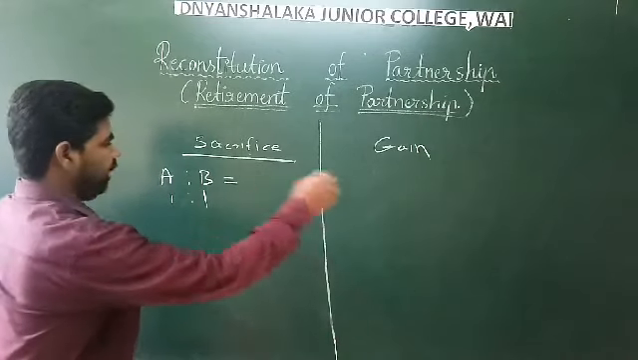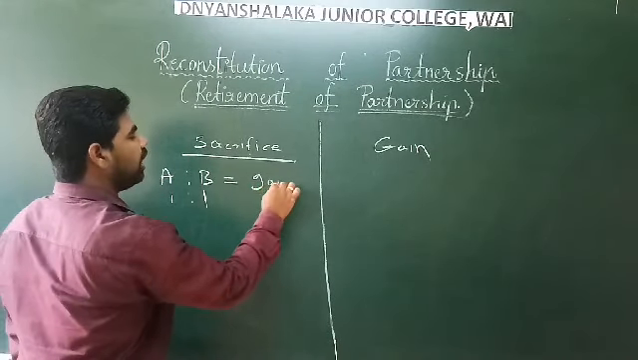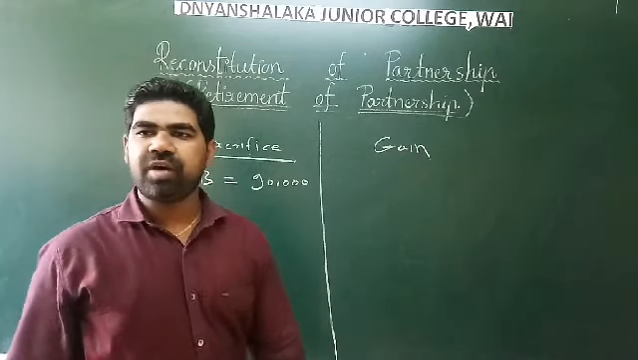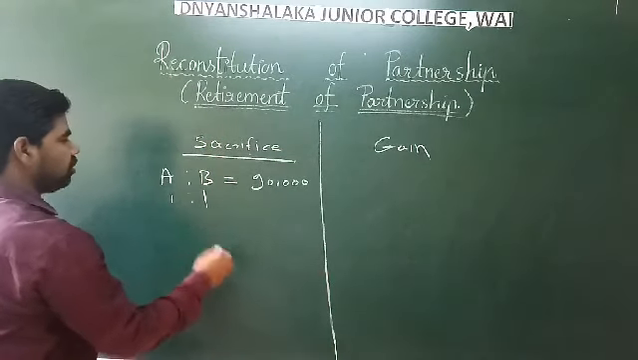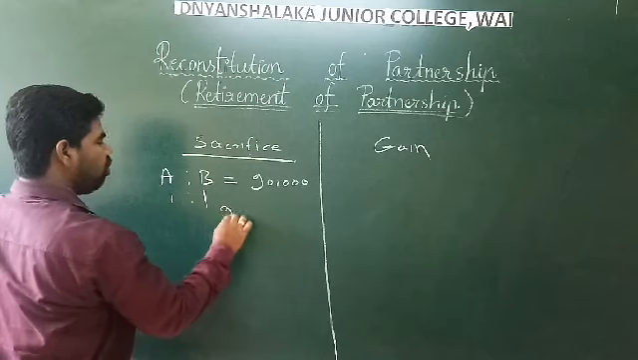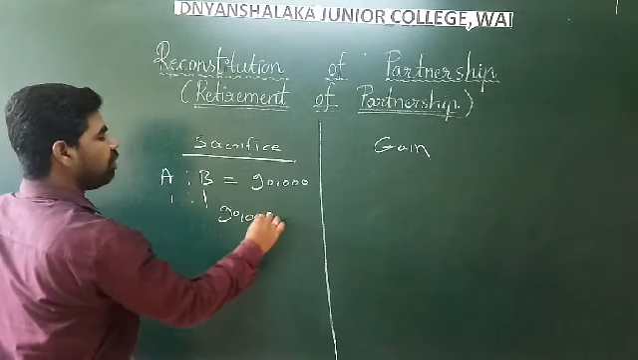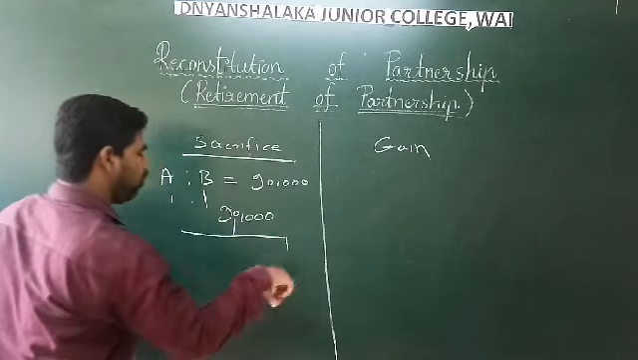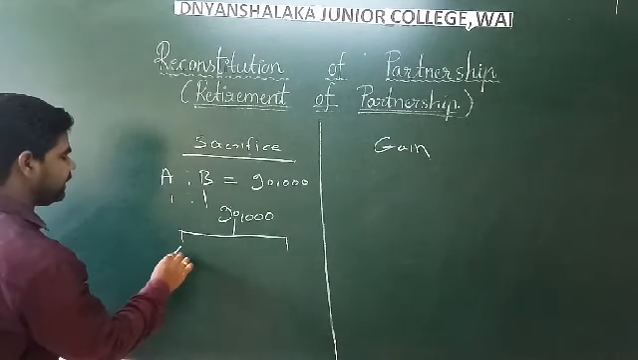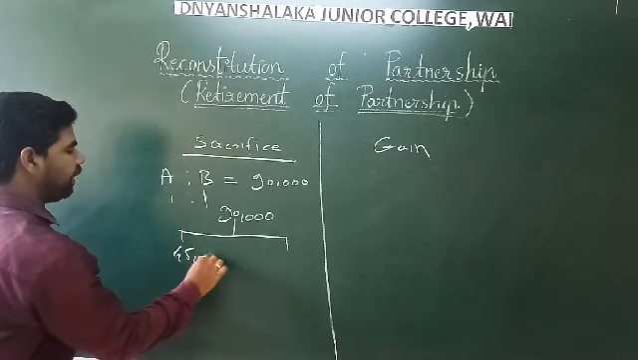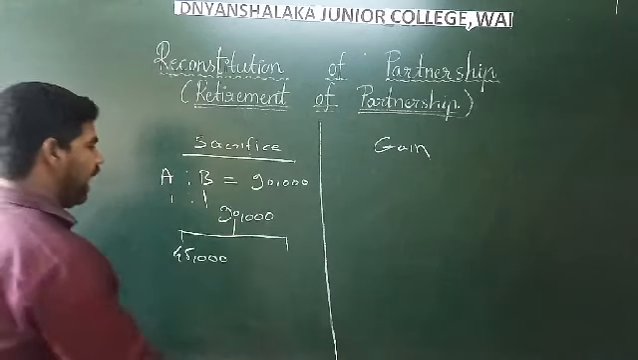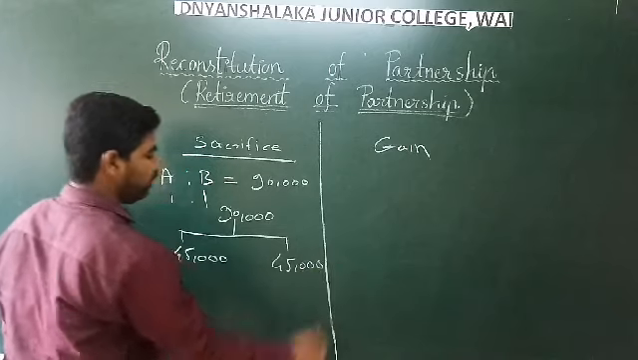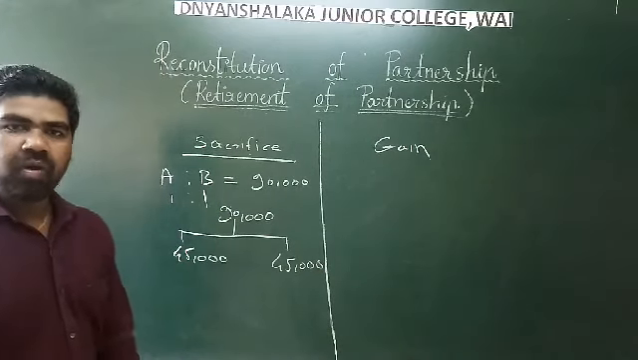And suppose your partnership firm earns a profit of rupees 90,000. What is your profit sharing ratio? 1:1. So if your partnership earns a profit of rupees 90,000, in that case A receives his share of profit as rupees 45,000 and B receives his share of profit as rupees 45,000. समझ रहा है?